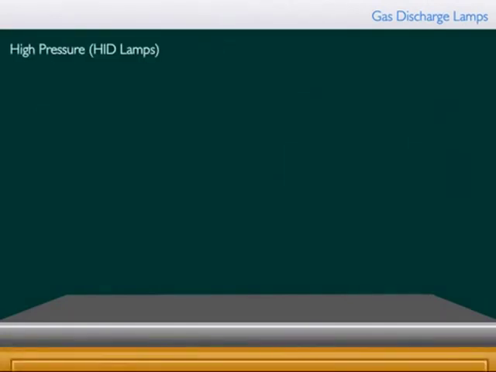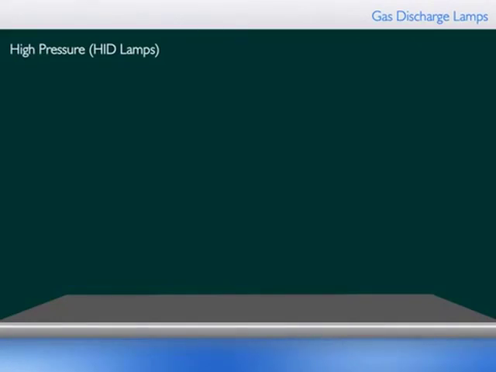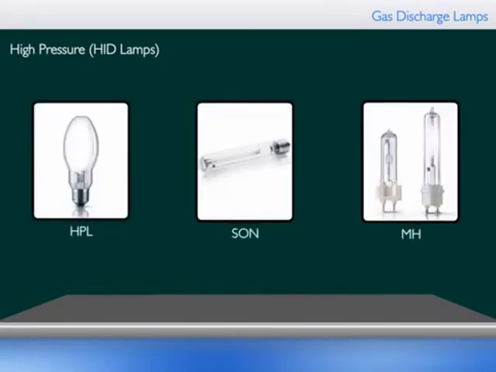High pressure, or HID lamps. With respect to HID lamps, 3 different concepts can be identified, which are HPL lamps that are based on mercury, sodium lamps, or SON, that are based on sodium, and metal halide lamps. In HID lamps, the light is generated via direct radiation from the gas discharge. The quality of light depends on the elements used.